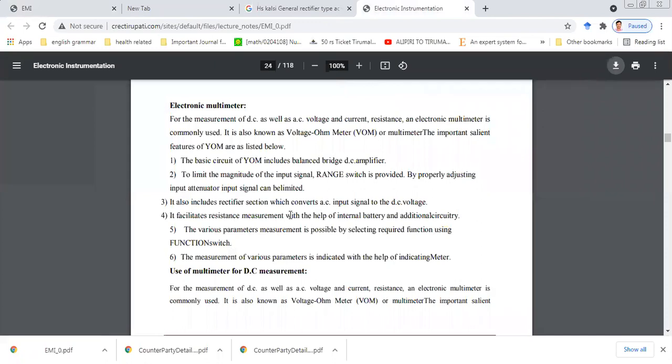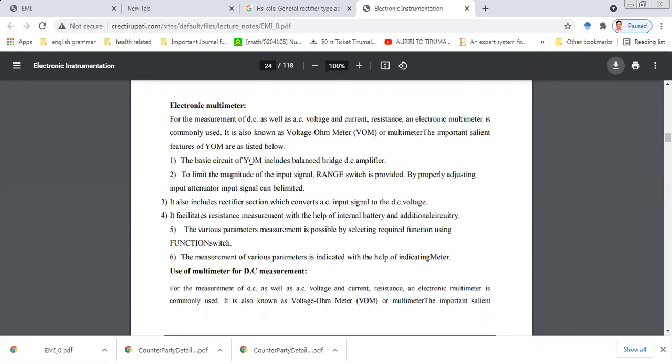So, electronic multimeters. For the measurement of DC as well as AC voltage and current, and resistance, an electronic multimeter is commonly used. It is also known as voltage ohm meter, or VOM. The important salient features of the voltage ohm meter are listed below.